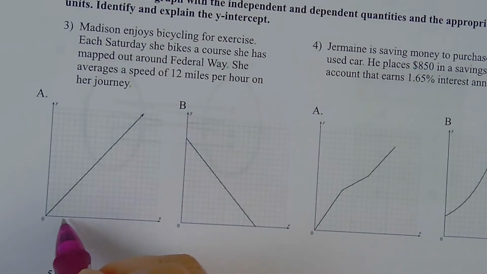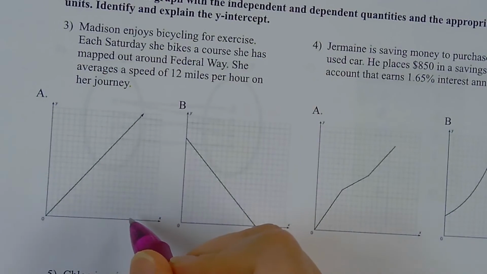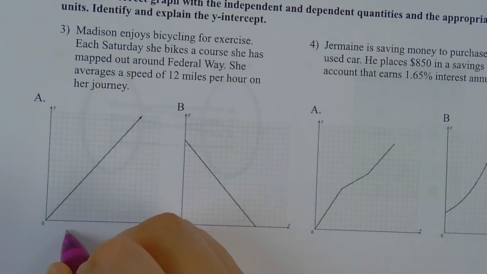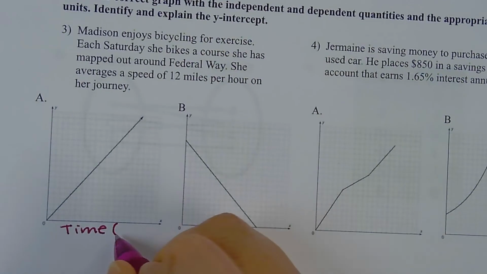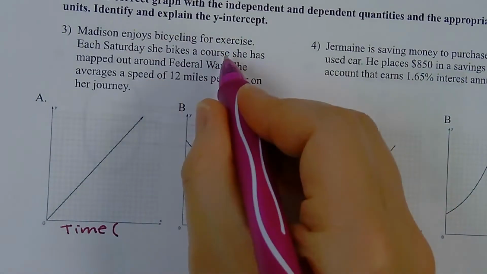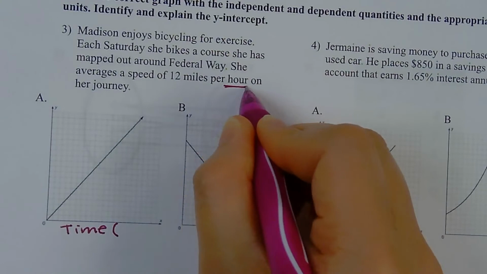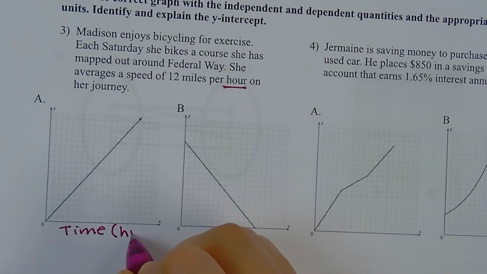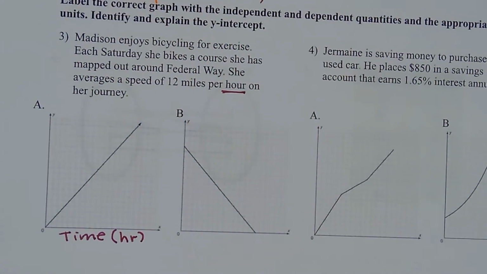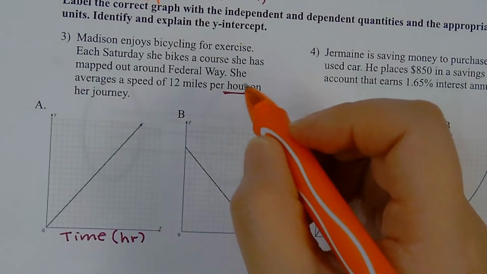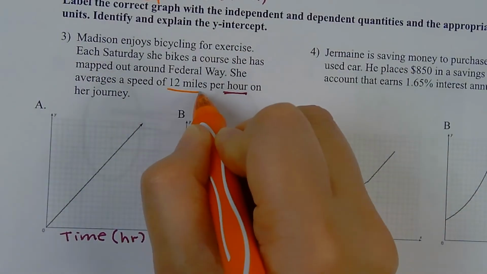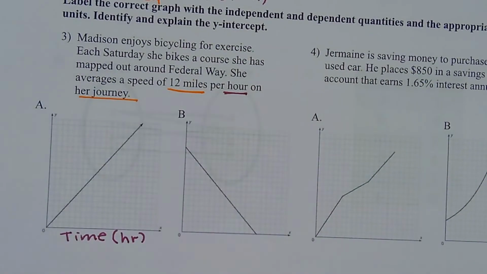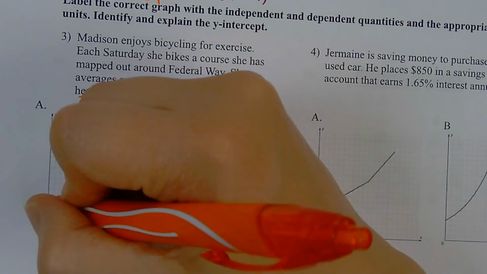So then what is the independent? The independent is always here, like I said for number 1. So this is going to be the time. Did you see the time reference in there? If you didn't, go back and look. We got hour, so we got time in hours. And then we have 12 miles, because this is her journey. So this is going to be distance.